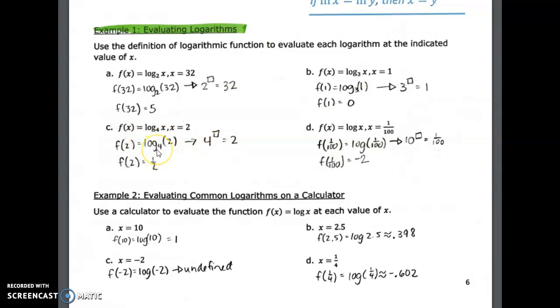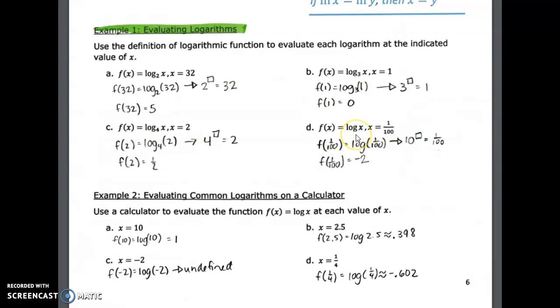Here we have, again, let's think about it, 4 to some power equals 2. Well, the square root of 4 is 2, and the square root can be written as an exponent to the 1/2 power. Roots are how we get what are called rational exponents, or exponents that can be written as a fraction.